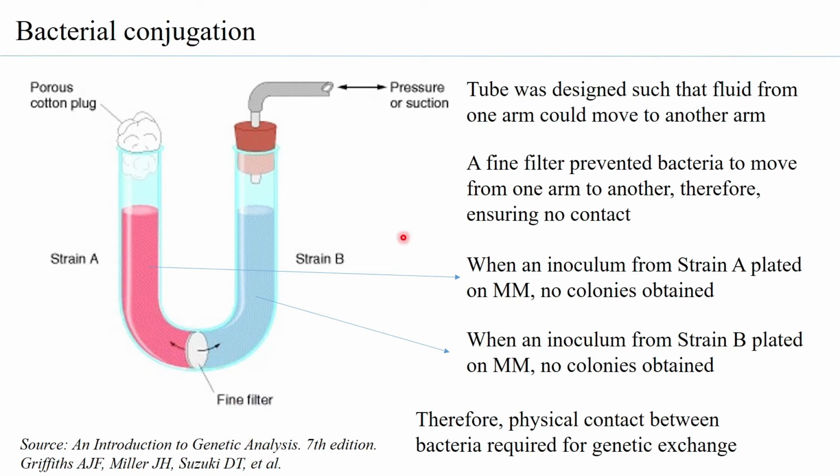So the U-tube, which was designed particularly for this purpose, gave the interpretation that you need to have the two bacteria in touch or in contact with each other to enable transfer of genes from one bacterium to the other. That was the conclusion of this simple experiment.